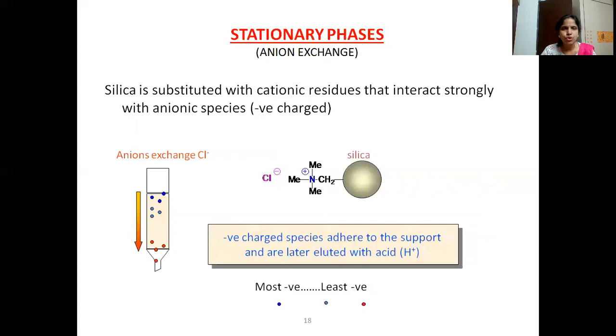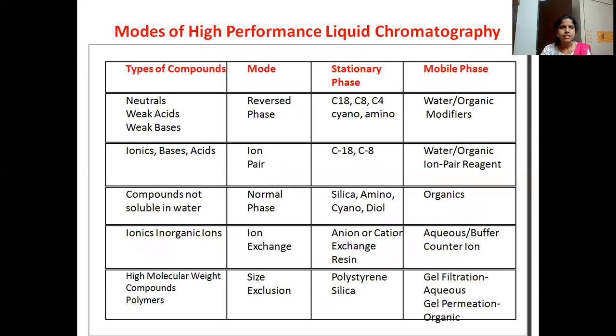The first one was normal phase. Second is reverse phase. Third is size exclusion, and fourth is ion exchange. Now these are again the modes of high performance liquid chromatography. In this chart you can see the different types of compounds that can be used, the mode in which the separation is taking place, and what the stationary phase and mobile phases are.